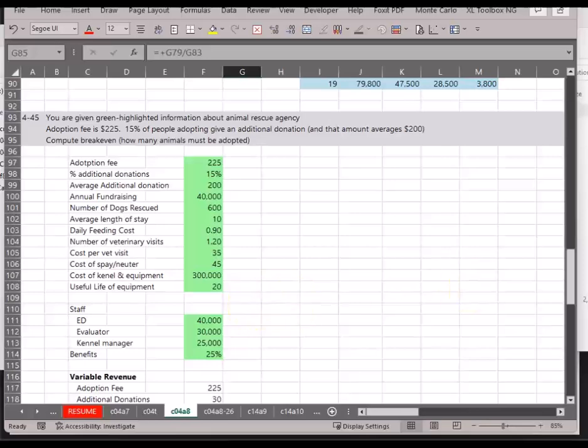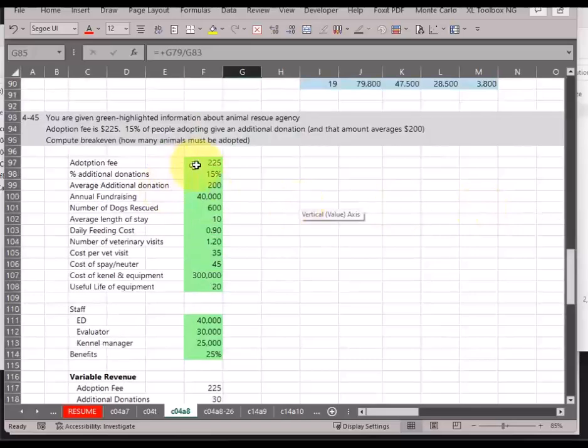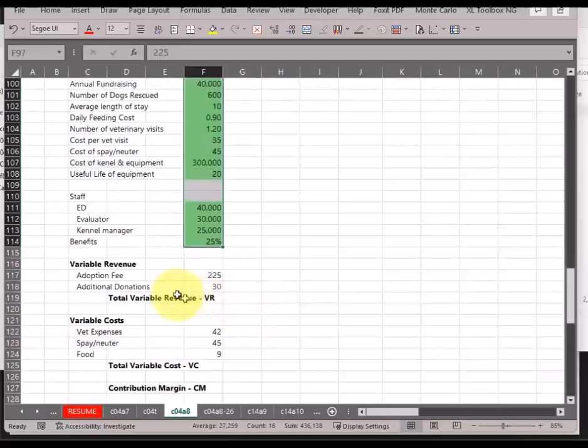Now, once you know how to do break even, it's just a matter of reading between the lines for the different examples. Now, in the next one, again, you'll be given all the information in green right there, so you can just fill in the formulas. But I'll show you, we're given all this information about the costs of running a pet adoption place.